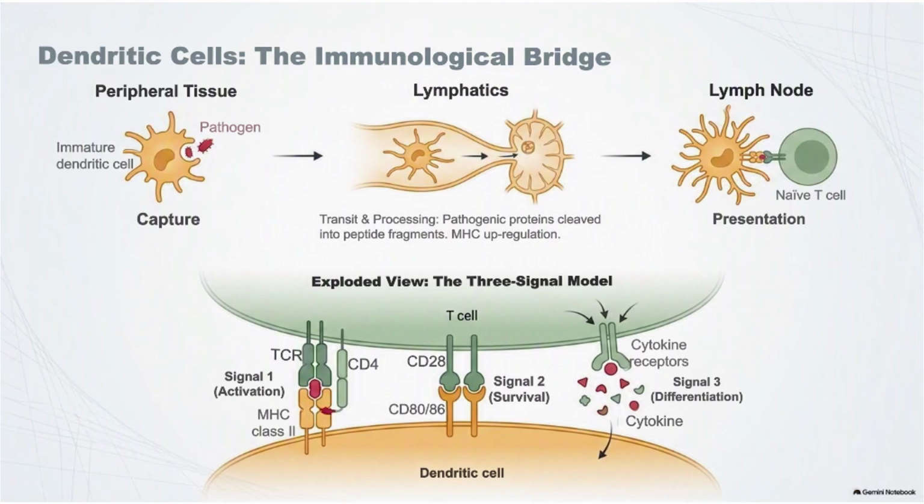Signal 2 provides co-stimulation through molecules such as CD80 or CD86 on the dendritic cell interacting with CD28 on the T cell. And you can think of this as confirmation that the antigen is being presented in an appropriate activating context. Then signal 3 comes from cytokines produced in the surrounding environment. And these signals help influence what kind of functional response the activated T cell develops.